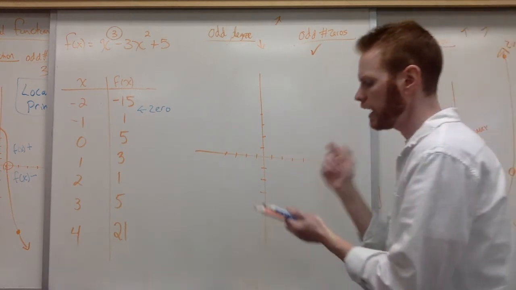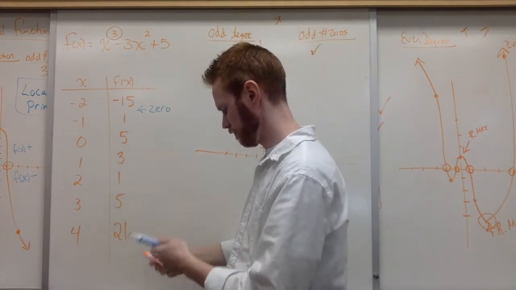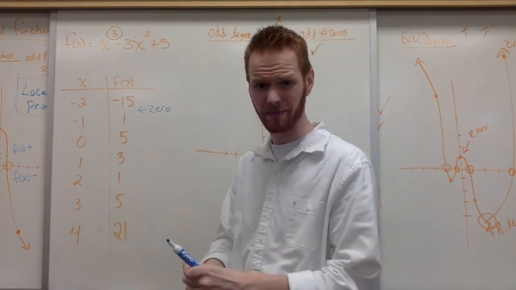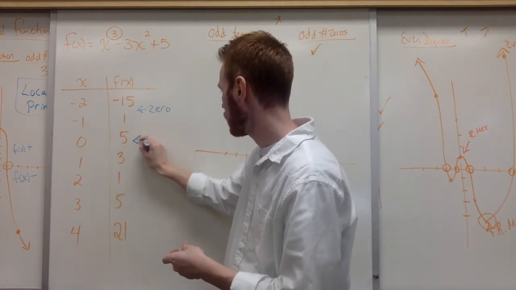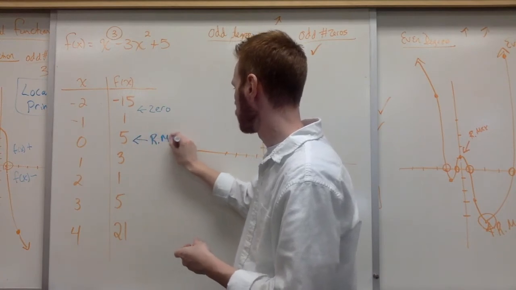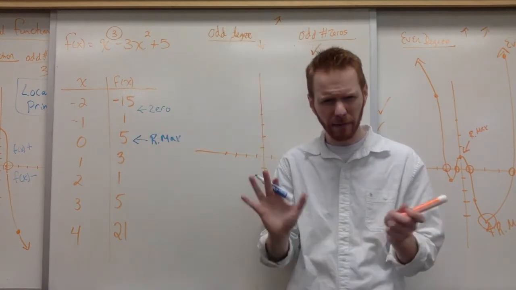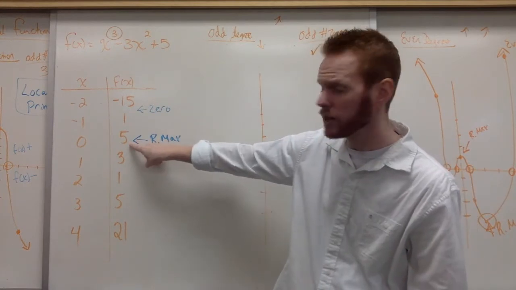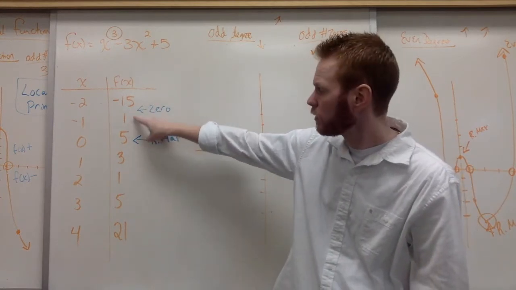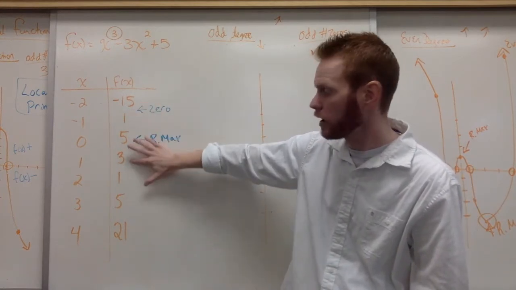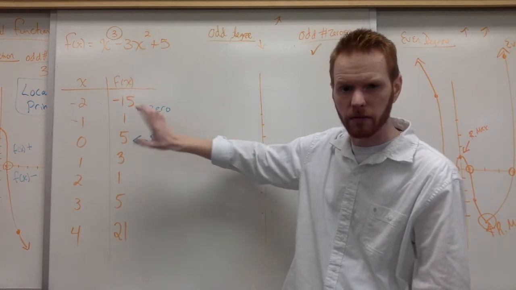I could see right now that, I'm trying to use a different color here. This right here would be a relative max. Now, why am I saying that? 5 is the largest y value. That's around, what, 1 and 3? That's the largest. But think of it this way.